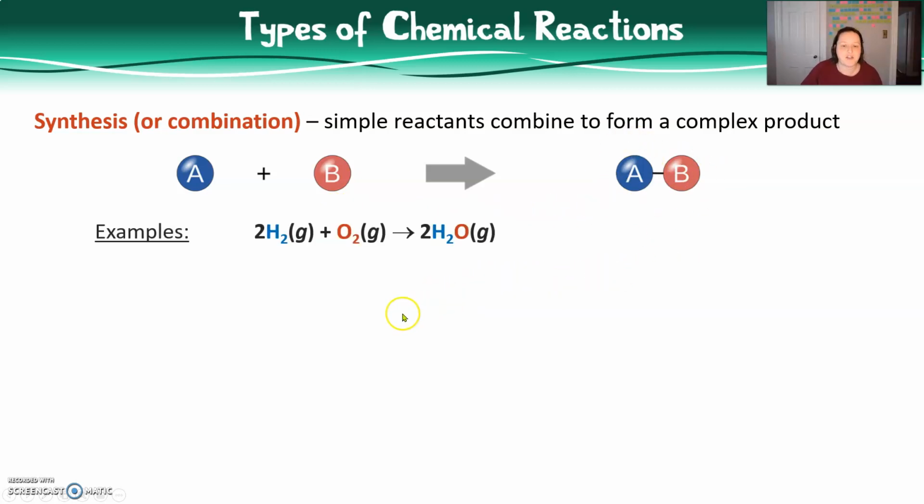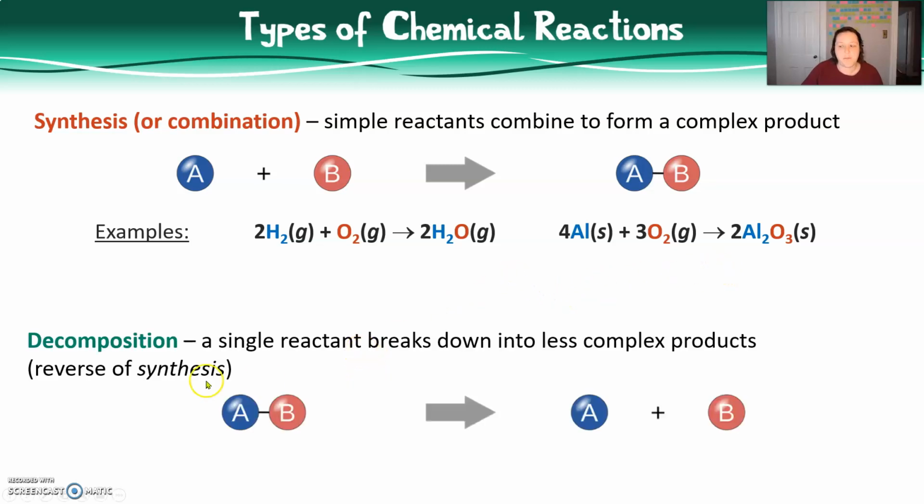This is the type of reaction that occurs when hydrogen gas and oxygen gas combine to make water, or when aluminum metal is oxidized by oxygen gas to form aluminum oxide, which is a common reaction type that takes place for most metals when exposed to oxygen gas.